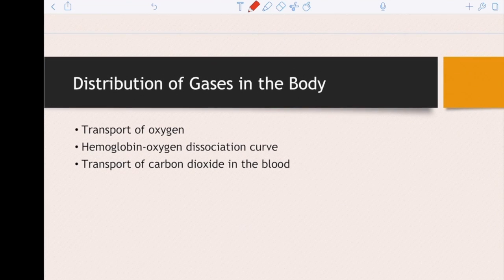Okay, so now we're going to talk about the distribution of gases in the body. We're moving now from exactly how acid-base homeostasis works into how we distribute oxygen and CO2 throughout the body, and how they keep each other in check. So we're going to look at the transport of oxygen, the transport of carbon dioxide in the blood, and then the hemoglobin oxygen dissociation curve.